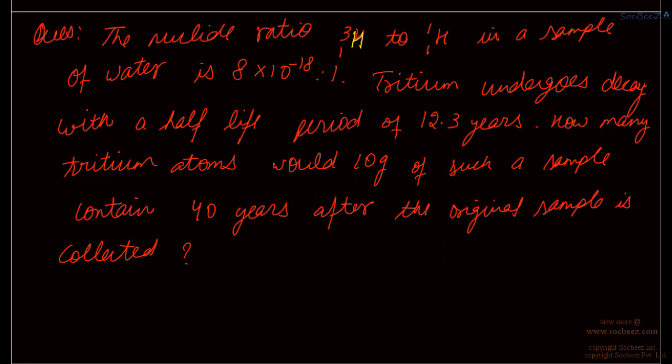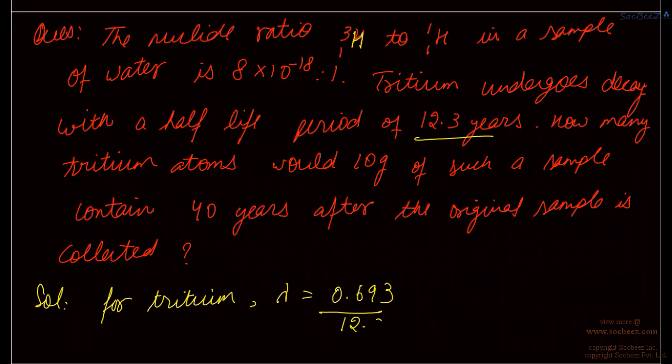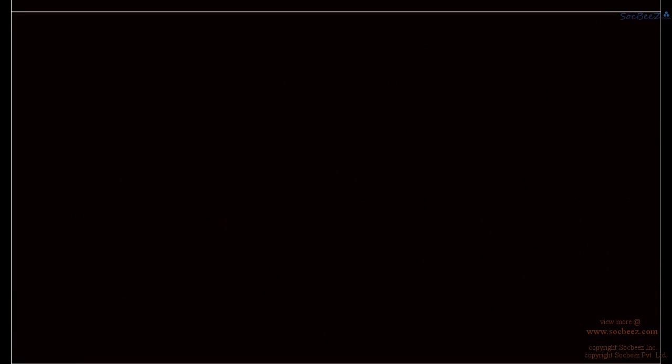Okay. Now for tritium, since half-life is given to be 12.3 years, lambda equals 0.693 upon 12.3 per year. So from here we get the value of lambda as 0.05634 per year. Now since the proportion of tritium in the sample is extremely small, the molar mass of the sample may be taken as 18 gram per mole. That is the molar mass of water.